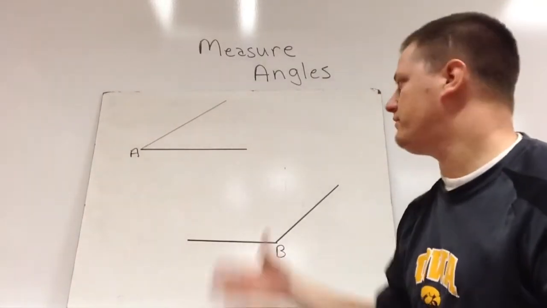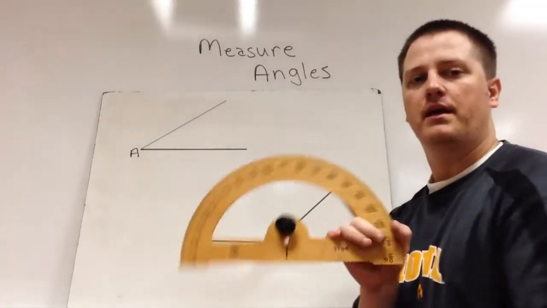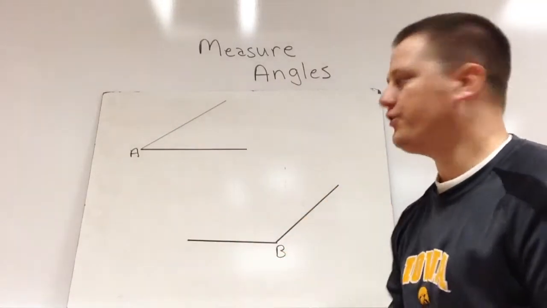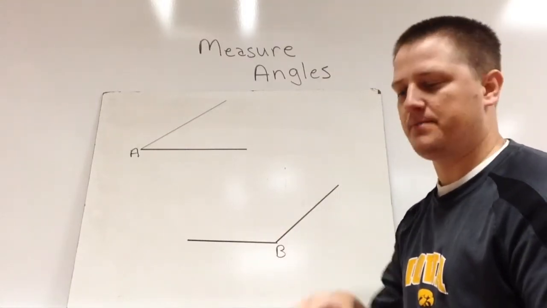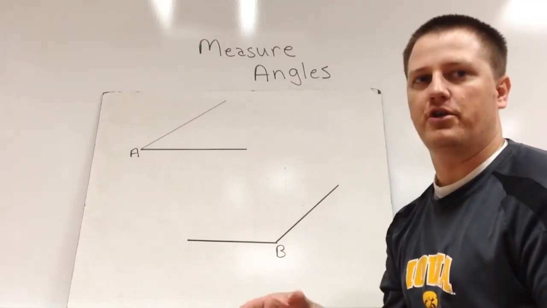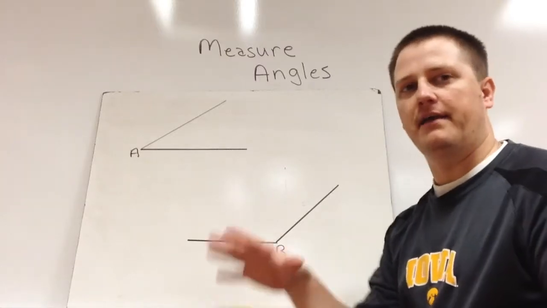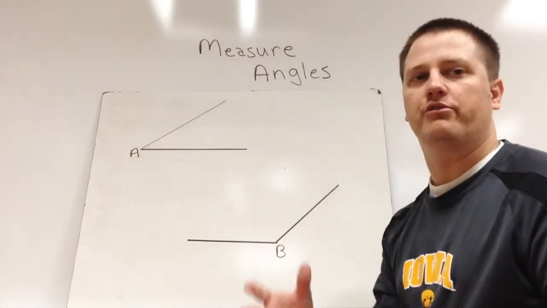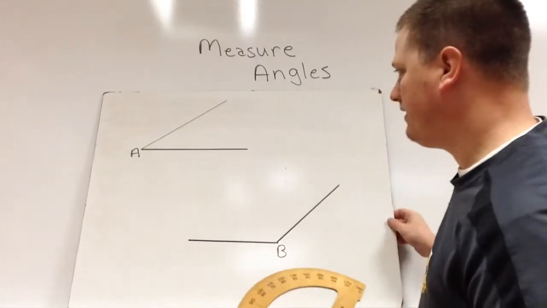Here we have two angles, angle A and angle B. What we want to do is use what's called a protractor to measure the angle in degrees. Degrees are a type of measurement that goes in a circular pattern to help us measure angles. What this allows us to do is measure angles that are small and big and give us a more uniform measurement, just like a ruler does for straight lines.